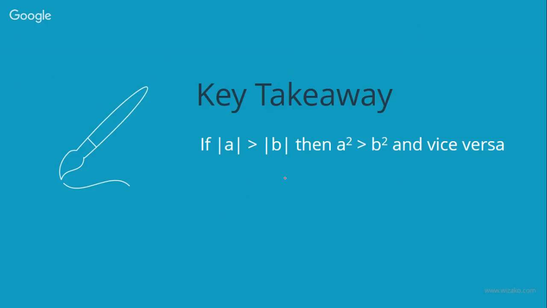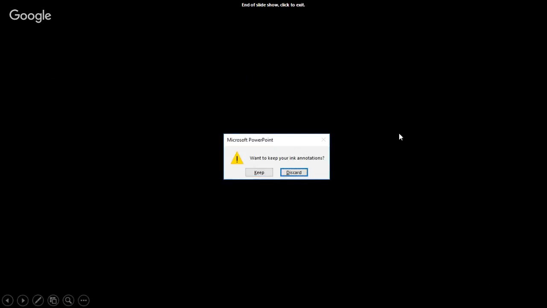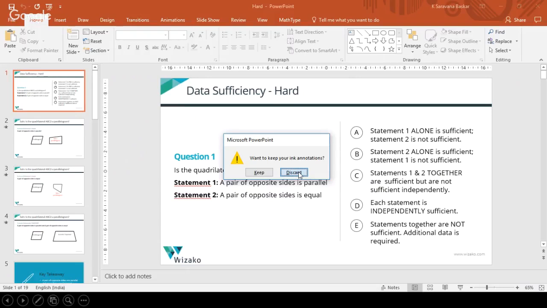Right. Key takeaway: if modulus of A is greater than modulus of B, then you can conclude that A square is greater than B square, and vice versa. Right. Done with the hard set. I think we are running out of time as well. We'll quickly go through the very hard set, look at those questions, and wrap it up.